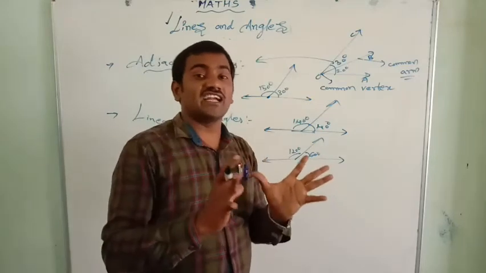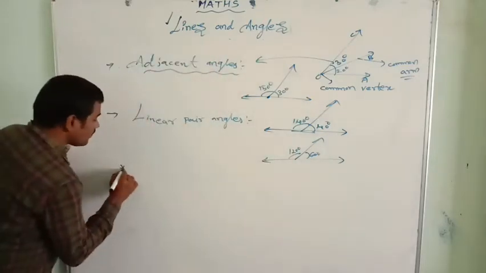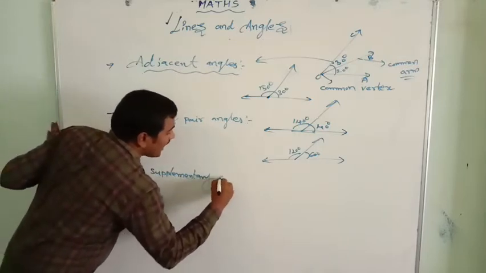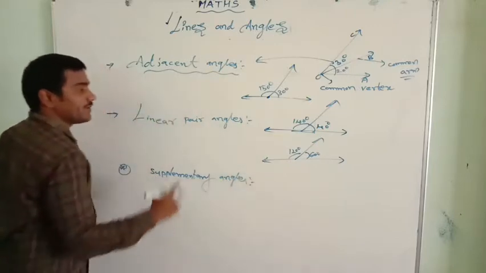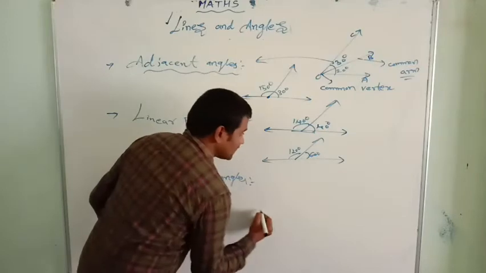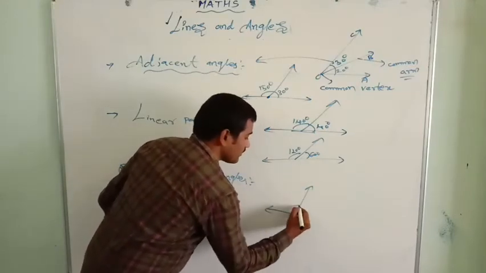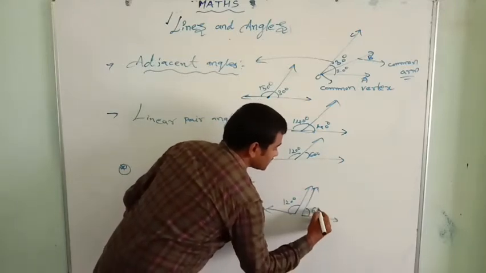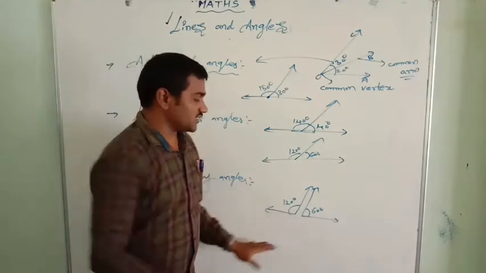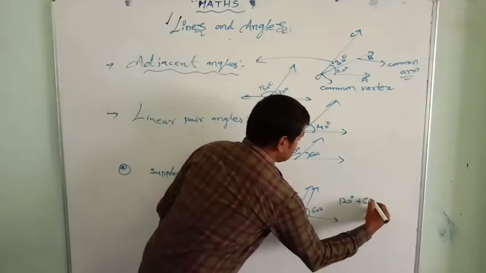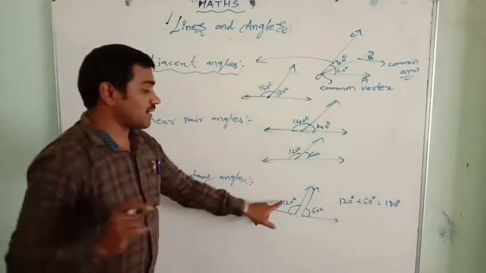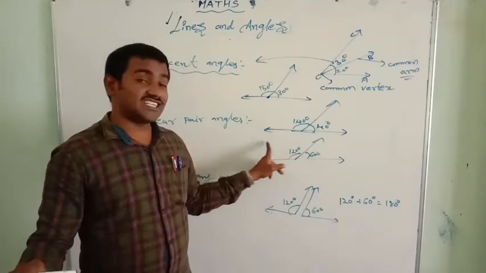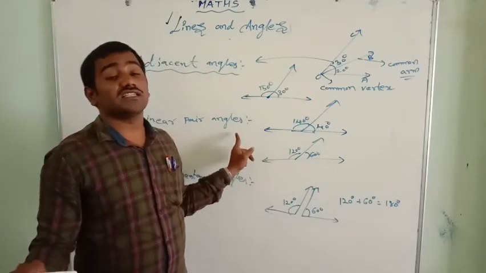And about supplementary angles and linear pair angles also we have questions. What is the difference between supplementary angles and linear pair angles? Suppose let me take here 120 degrees, here 60 degrees. If you add 120 degrees plus 60 degrees, that is equal to 180 degrees. The sum of two angles, if it gives us 180 degrees, they are known as supplementary angles. If the sum of two adjacent angles gives us 180 degrees, they are known as linear pair angles.